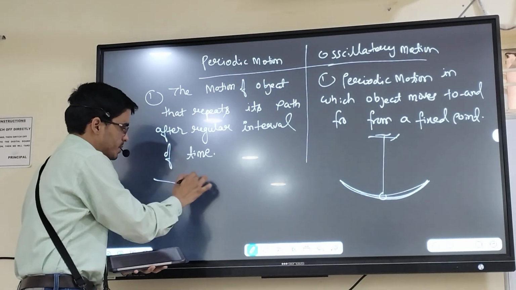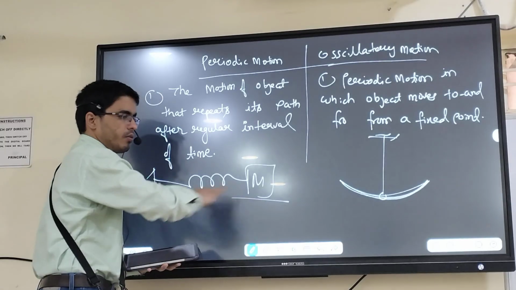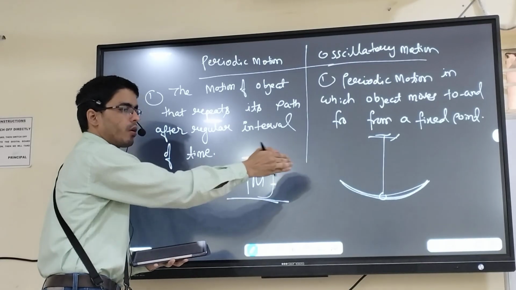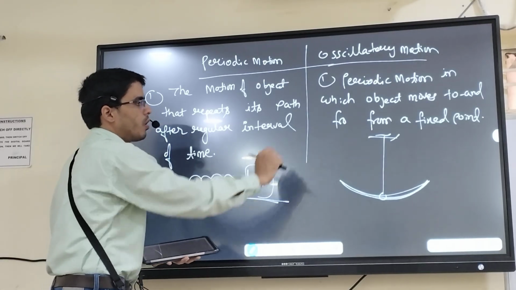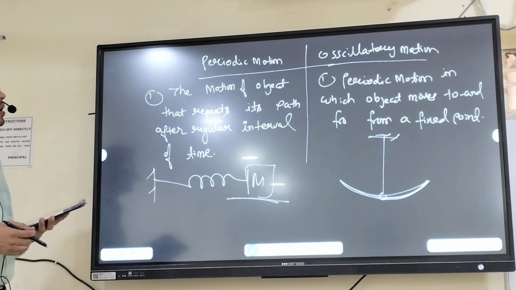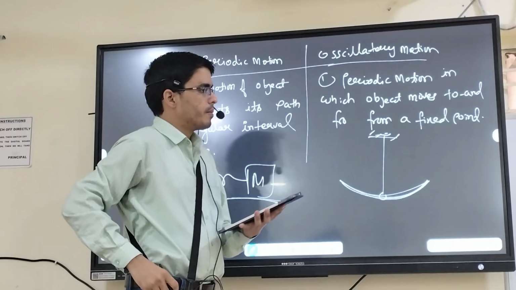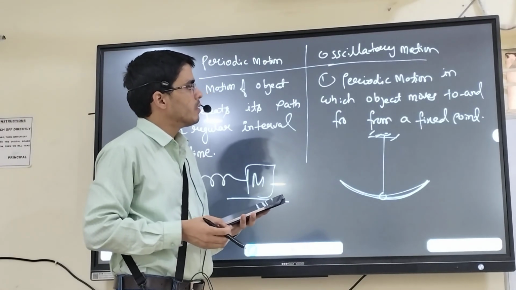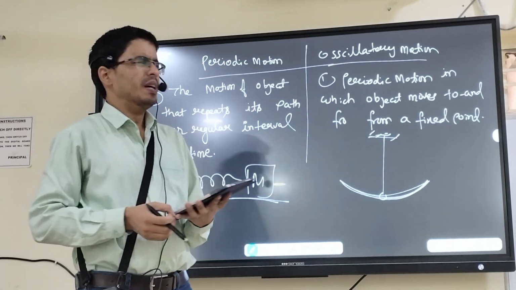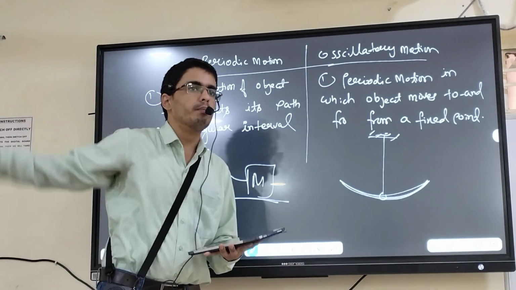Now see, that is a spring block system. Suppose mass m is present on a smooth surface. I have applied force, and it will now oscillate. Is that called periodic or oscillatory? Periodic, and that is also oscillatory. Time is fixed here also, but that is to and fro motion.